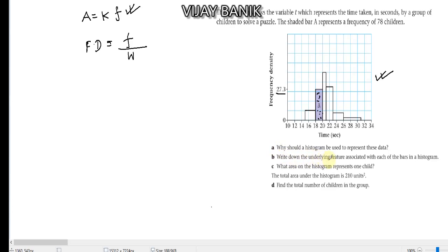Write down the underlying feature associated with each of the bars of the histogram. The answer is pretty obvious: the area of each bar is directly proportional to the frequency. That is the B part answer. Now the C part.